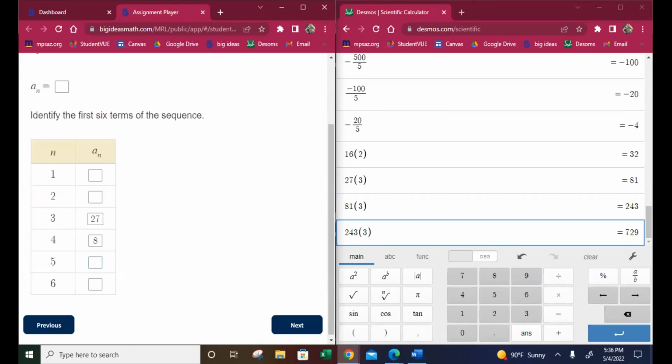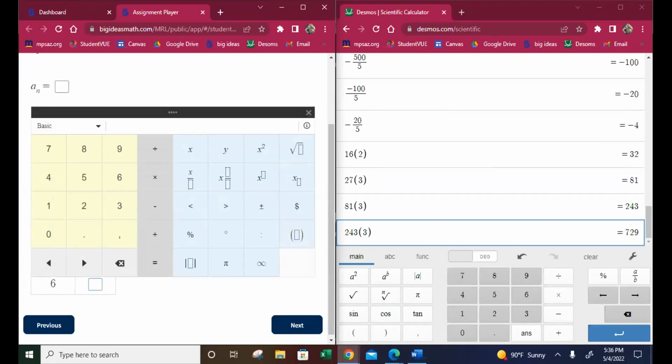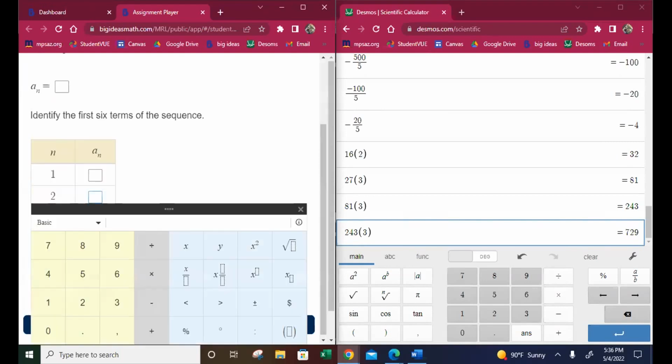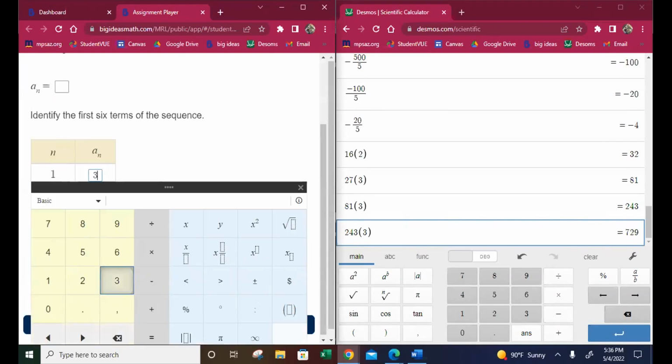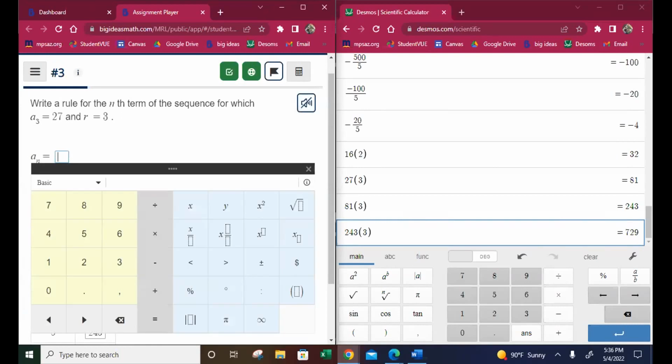Yeah, 81. You go ahead and just enter some of those. 243 and 729. Perfect. And then you go backwards. You undo it by dividing by 3. Fantastic. And it's 3 parentheses 3, to the power of n minus 1.